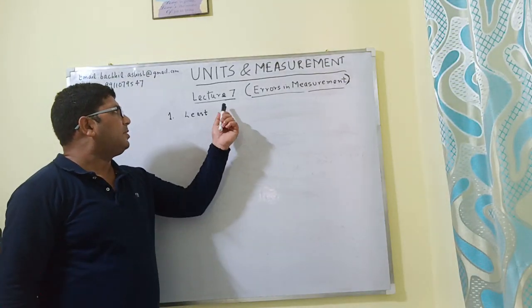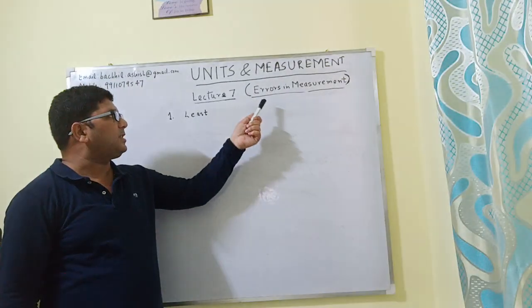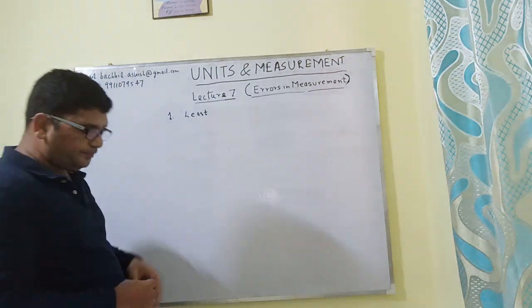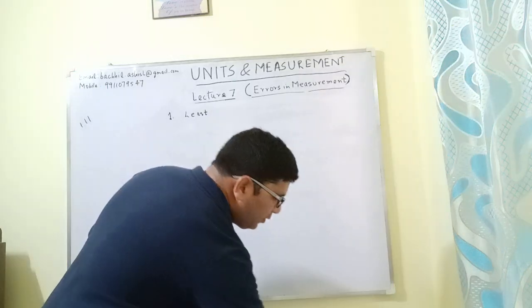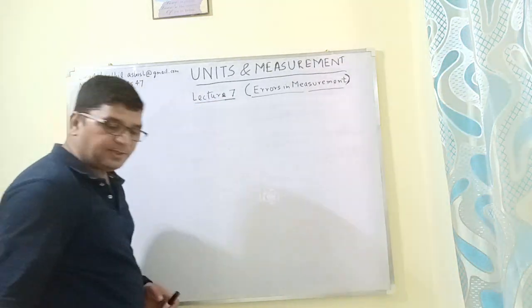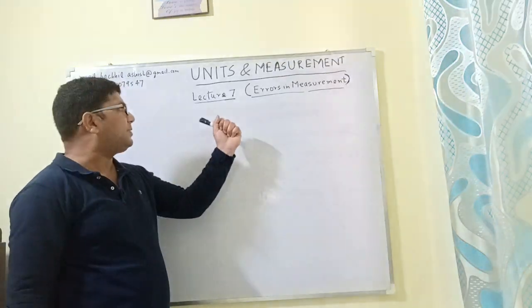Welcome back, students. Today is lecture number 7. The topic is errors in measurement, and today we will be solving 3 or 4 numerical problems from the topic of combination of errors. We have studied that topic in lecture number 6.